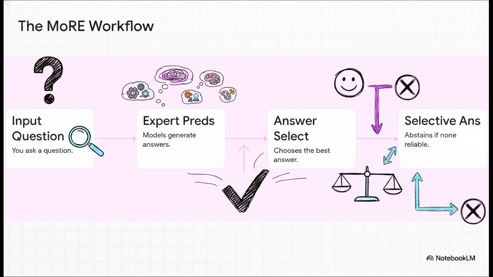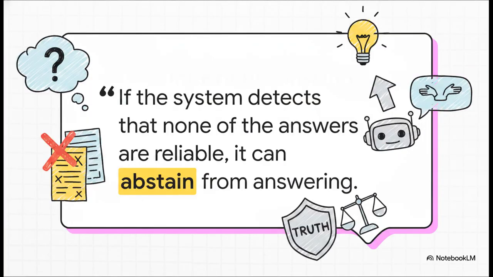The system makes a definitive choice to either provide the answer or to hold back entirely. And this right here is the real aha moment of this whole explainer. If the system detects that none of the answers are reliable, it can actively abstain from answering. That answer selector empowers the AI to simply say, "Look, I don't know." By doing this systematically, it drastically avoids generating incorrect, hallucinated answers. It is literally an AI that prioritizes the truth over just sounding confident.